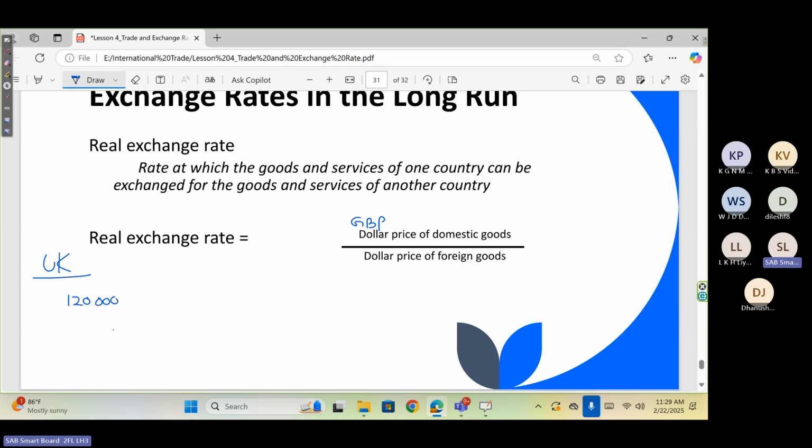So that means you have to convert it to GBP. Divide by 370.5. What is the value? 323.8. Now you got the value, the dollar price of domestic, or the GBP price of the domestic good.